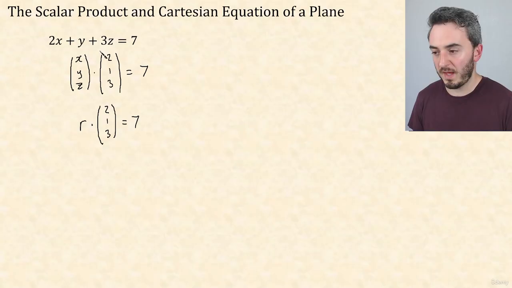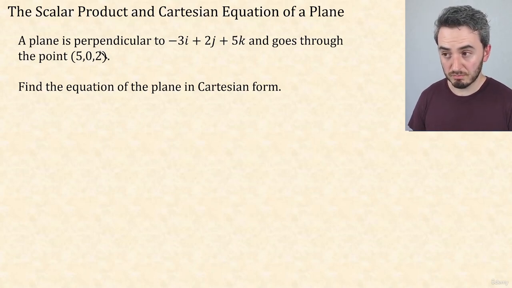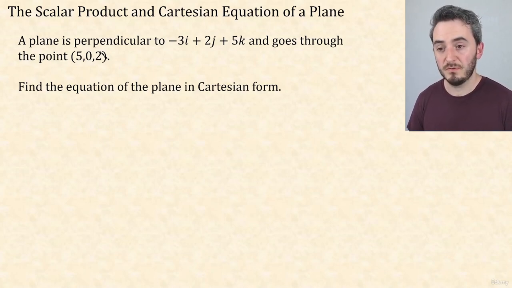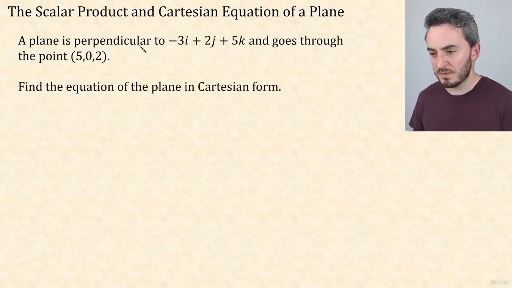It's just a shorthand, but it captures some really nice information hidden in it. We're going to explore that in this video, with the help of this question here. So this question says, a plane is perpendicular to the vector -3, 2, 5, and it goes through the point 5, 0, 2. Find the equation of the plane in Cartesian form. So this sounds like it's going to be an awful lot of work, but we can use the dot product in a really clever way.